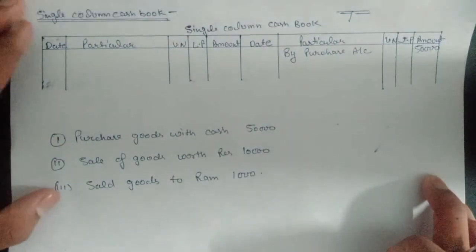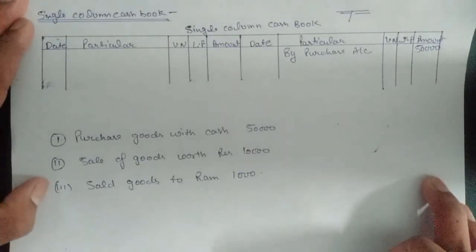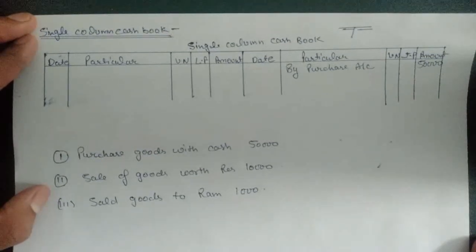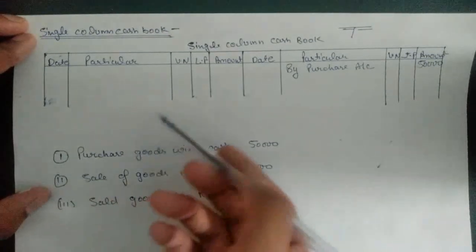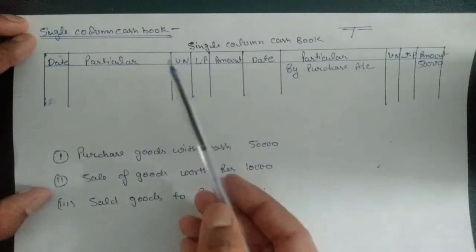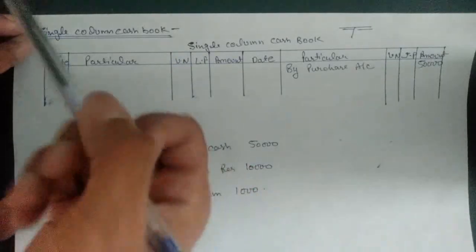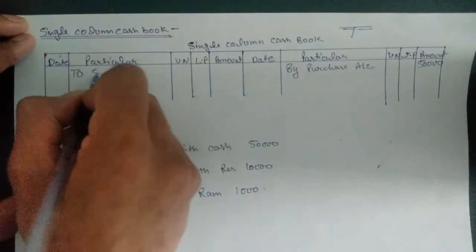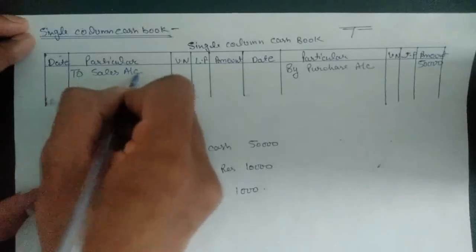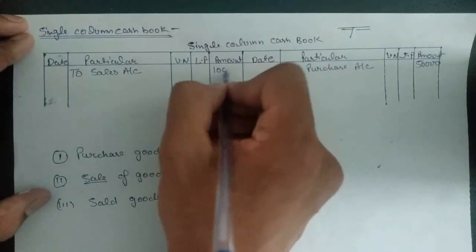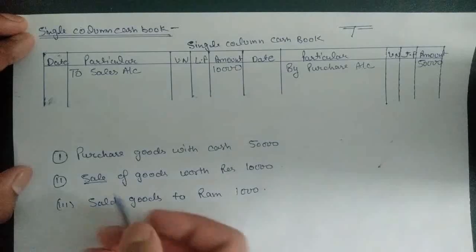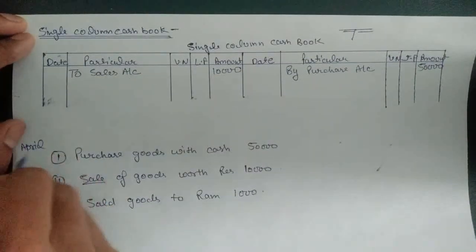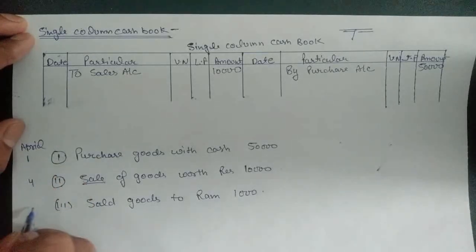Next thing is sales of goods worth 10,000. It means an inflow of cash in the firm because we are selling goods, and as I told, the inflow of cash will go on the debit side. To by what name? Because we are selling goods, "To sales account" 10,000.